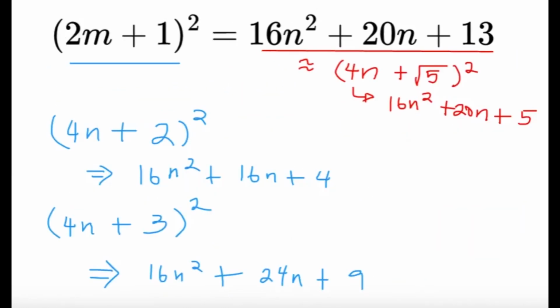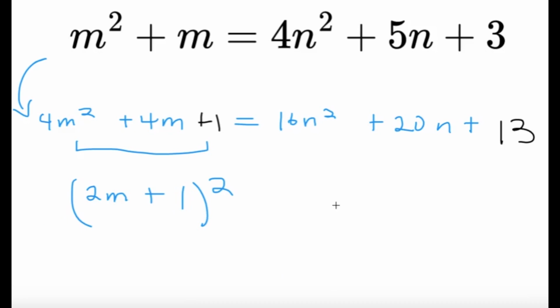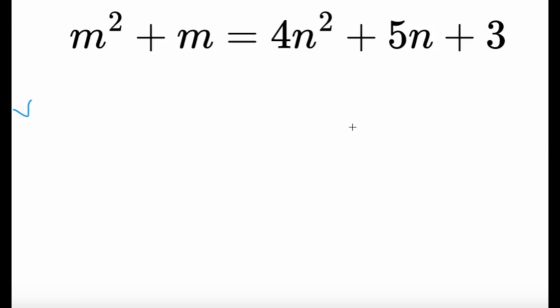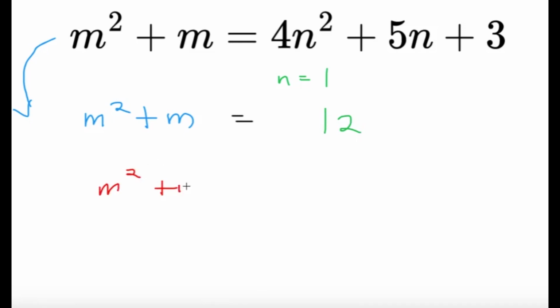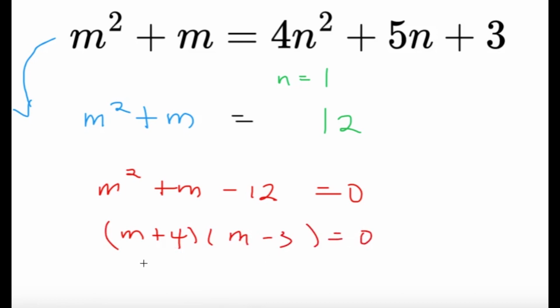So I go back to my equation and substitute n equals 1, and solve for m. The m squared plus m is equal to 4 plus 5 plus 3, which is simply 12. Simple algebra gives m squared plus m minus 12 equals 0. Simple factoring, m plus 4 times m minus 3 equals 0. I get two roots, m equals negative 4 and m equals 3. But I want m to be a positive integer, so m equals 3.